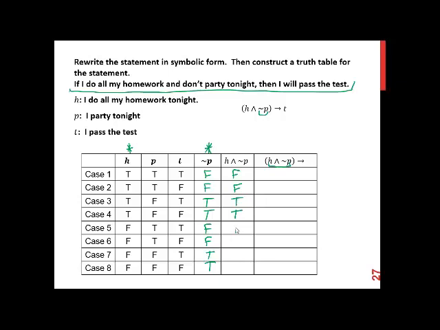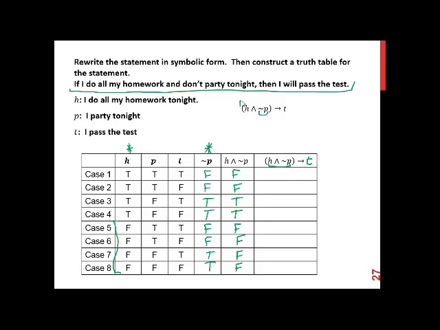In case 5, we've got false. Case 6, false. Case 7, false. And case 8, false. These last 4 were false because all of these H's are false, and for the AND, we need both to be true. Alright, we seem to be missing a T here. So, if H and not P, then T.